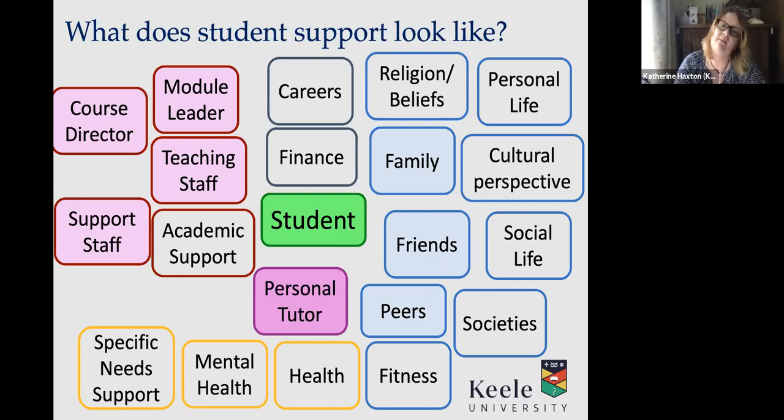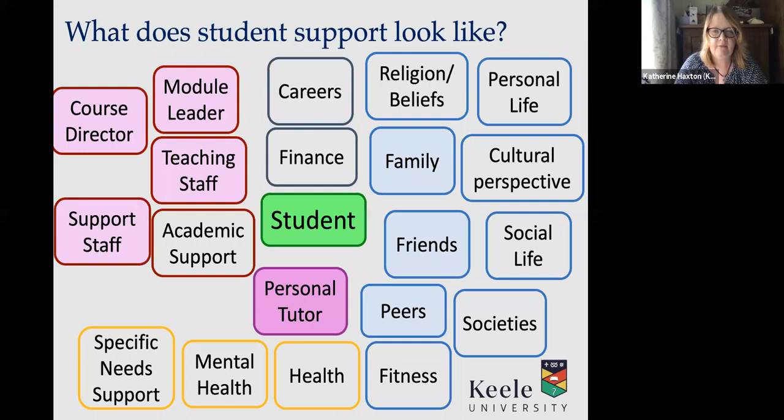Students are often given a personal tutor. It has other names: academic mentor, study support tutor, and our students may come to us with specific needs support. Now, I'm not going to talk too much about that, if a student has specific learning difficulties, mental health issues, or other health issues, because that tends to be quite well established. And I know, at least at Keele, the teams involved in that are working pretty hard right now to translate their activity into something that's going to fit what we're doing in the next semester.